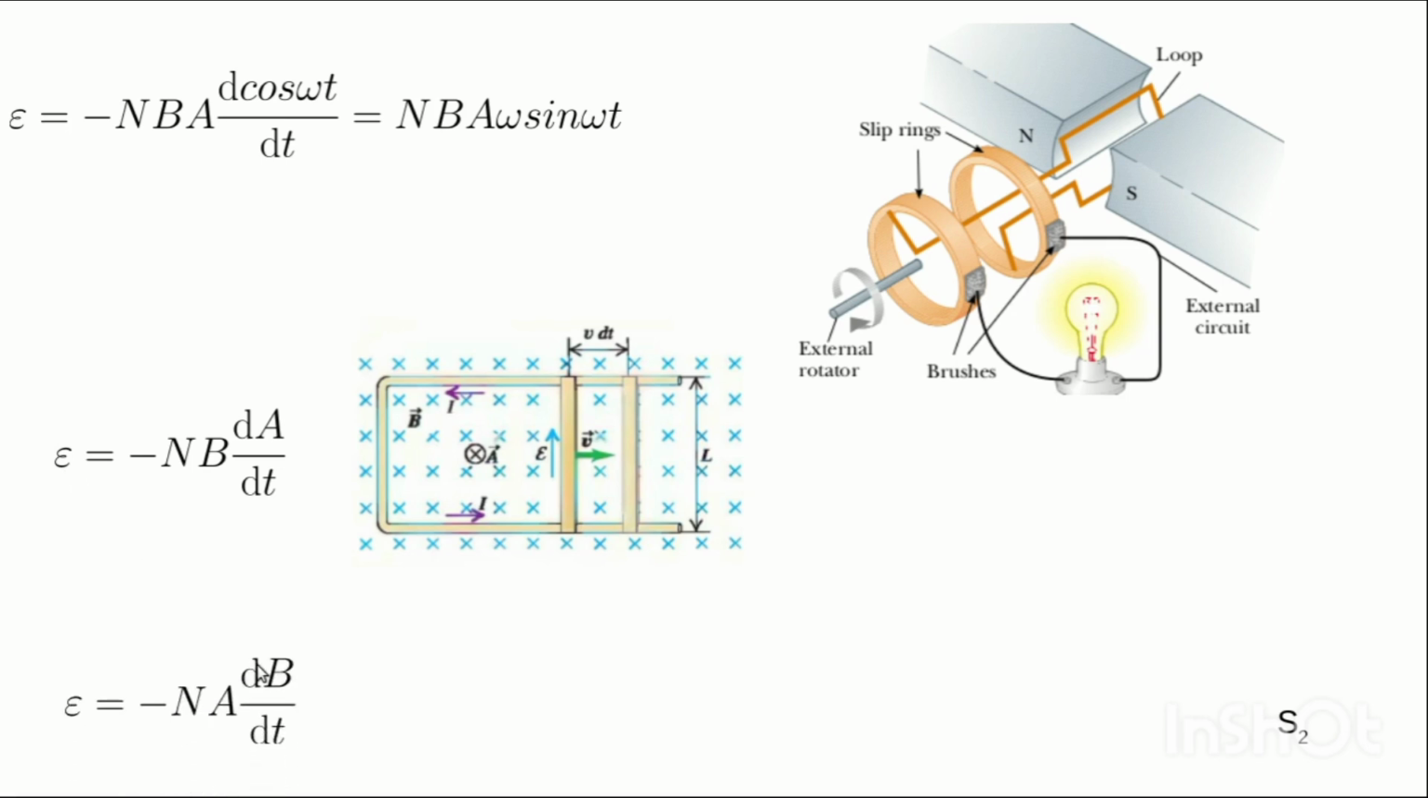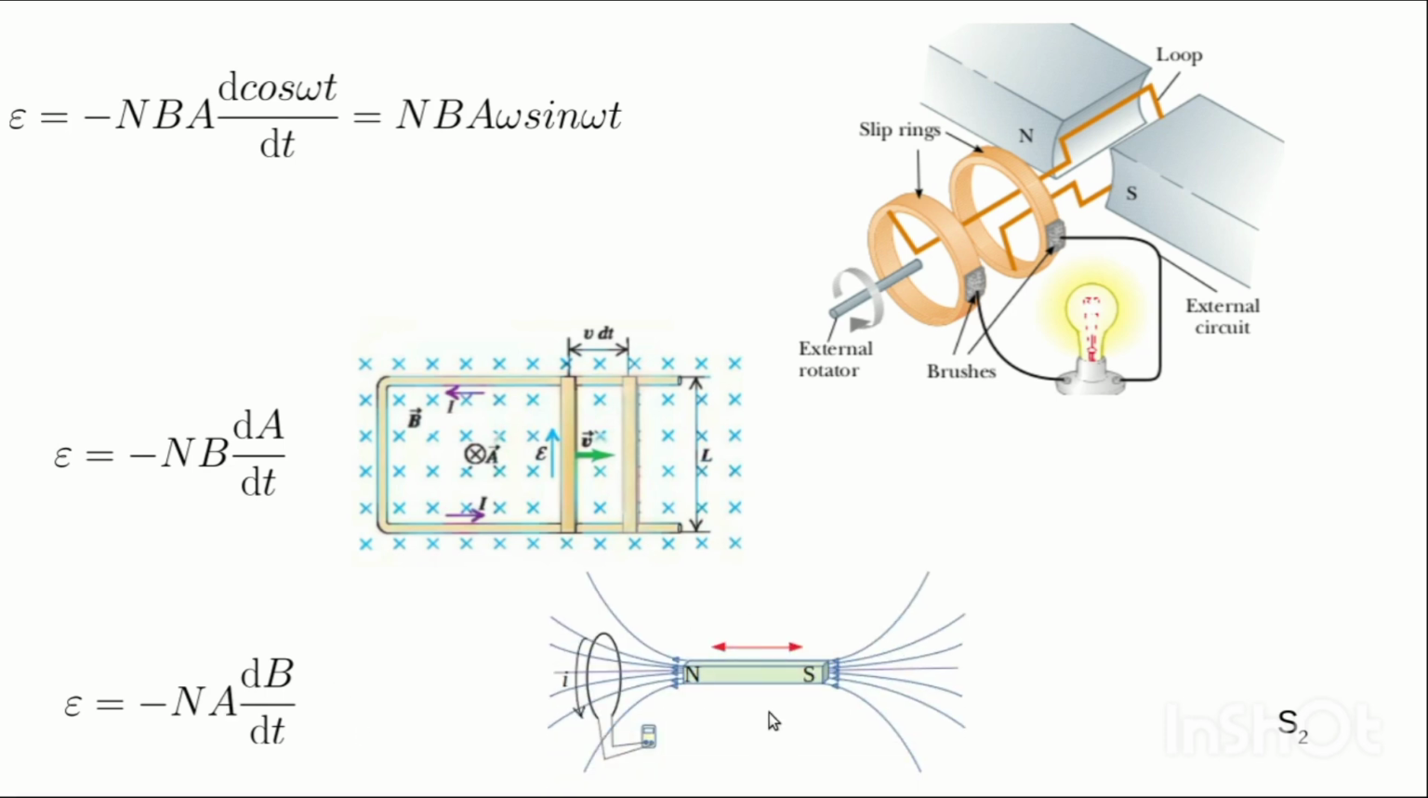Then thirdly, we have our magnetic field changing with respect to time, where our A is constant and the orientation is constant. We can see that the area of this loop is constant, the orientation is constant, but the amount of magnetic field that goes through this loop changes with respect to time. If this loop moves towards this direction, the amount of magnetic field that will enter this particular loop will be different from when it is at this point. So at this point, virtually all the magnetic field lines will enter this loop. So that's a change in magnetic field.